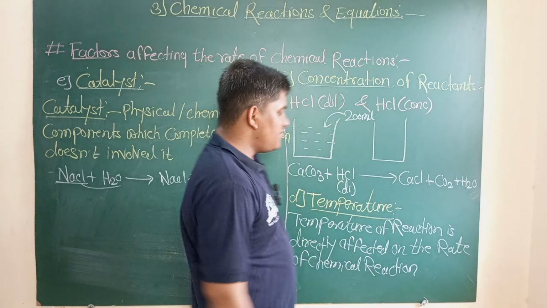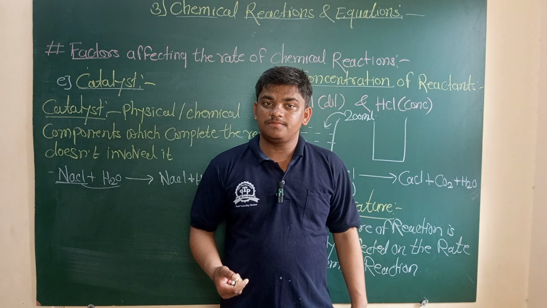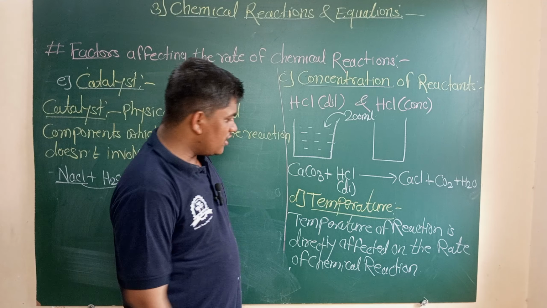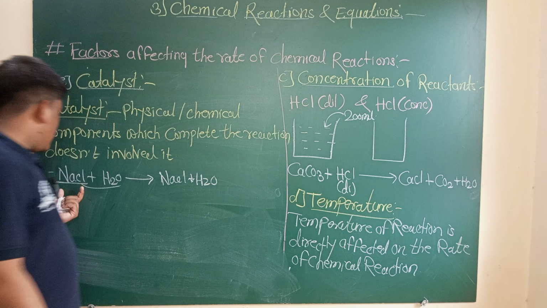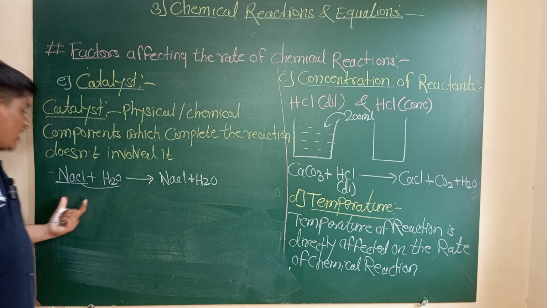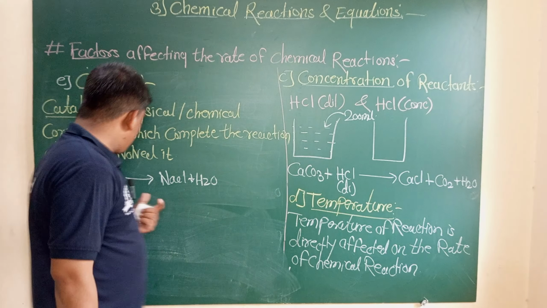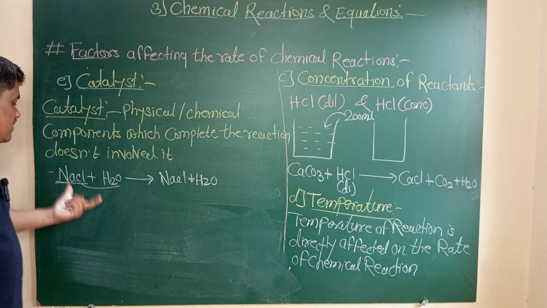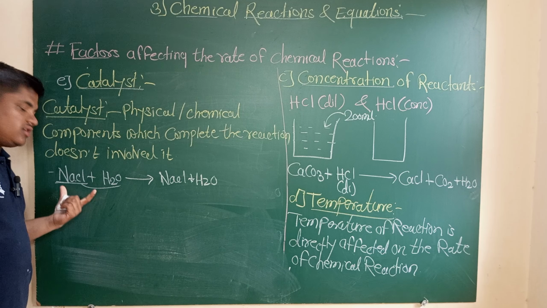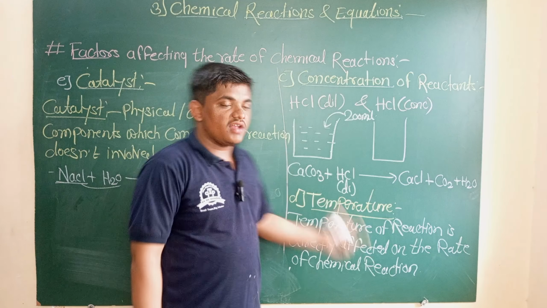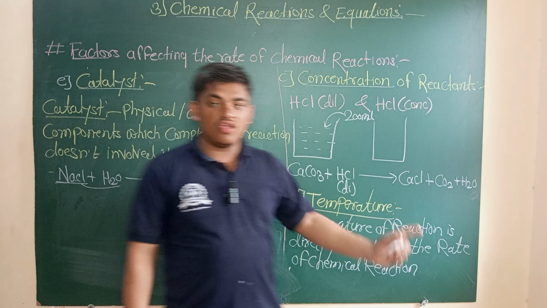Fourth is the temperature. Temperature is the most important factor affecting the rate of chemical reactions. When NaCl and H2O are dissolved with the help of stirring, and without stirring we apply some heat to the solution, the reaction completes faster. That means the rate of chemical reactions directly depends on the temperature.